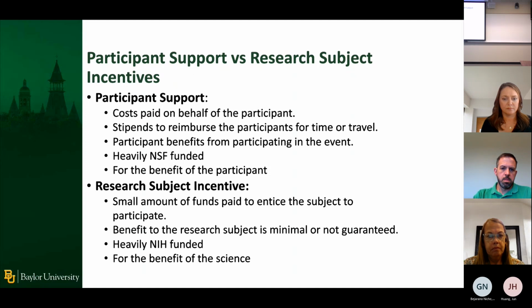Usually we see participant support in NSF projects. Research subject incentives are more common in NIH projects. The benefit is to the science. We are observing them, we're asking them to fill out a survey. They might watch a video and fill out a survey. They may receive some small benefit, but it's minimal and it's not guaranteed. So whenever we're giving a $20 gift card if you'll come to this meeting, if you'll fill out this survey, those are research subject incentives. Again, the reason we need to be clear on that when we're proposing is that participant support is not burdened with F&A, research subject incentives are.